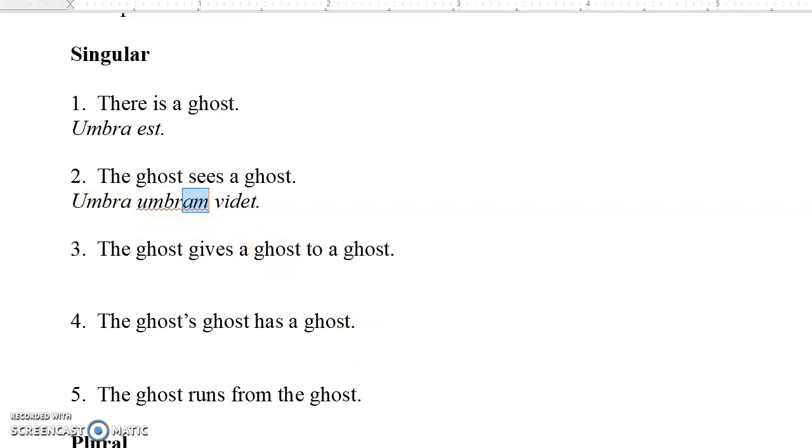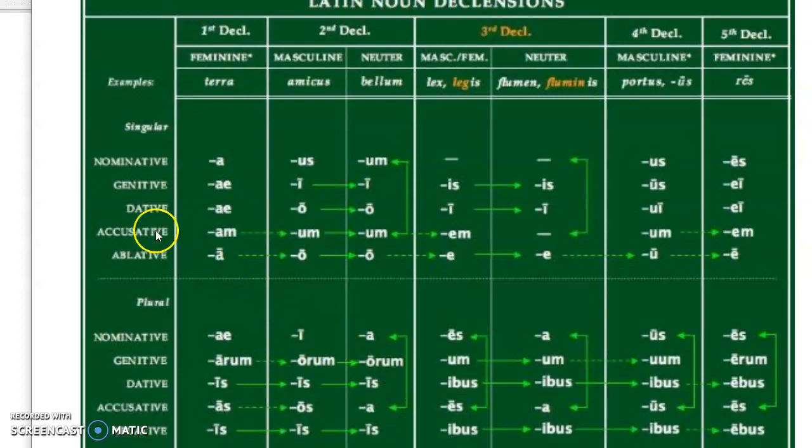If we go back to our declensions again, you can see that in Latin, the accusative is our English direct object. So umbra, the ghost, sees the ghost. Remember, Latin doesn't use a or the, so we're going to add that in our English translation. But you can see this is how we're going from a to am.